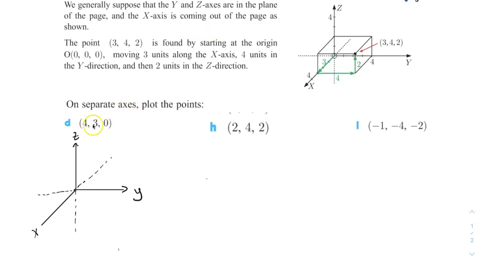Okay, so let's graph (4, 3, 0) on this. Now the way it goes is alphabetically, so X, Y, Z. And one way to do this is kind of like you graph a normal XY chart. We want to go 4 in our X, so we can go 1, 2, 3, 4 in our X. Then we've got to go 3 in our Y.